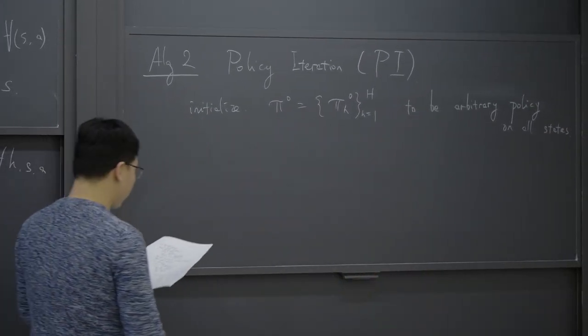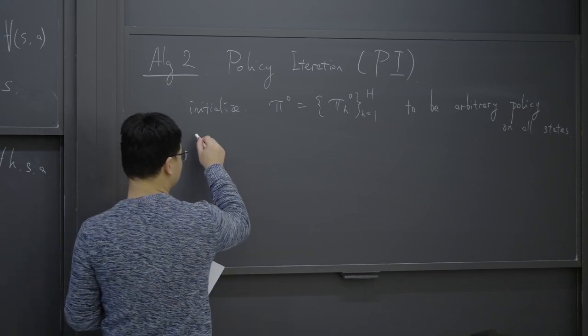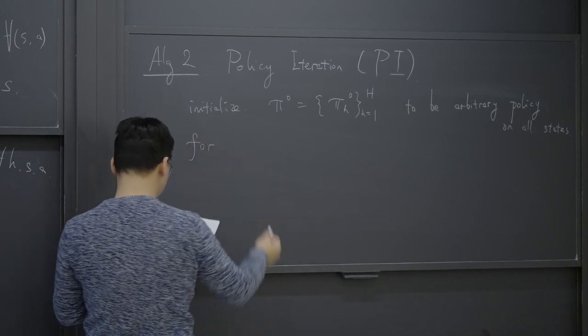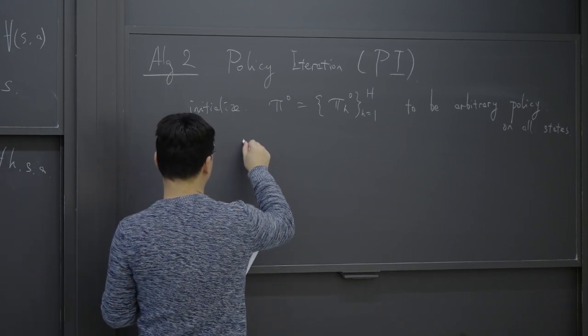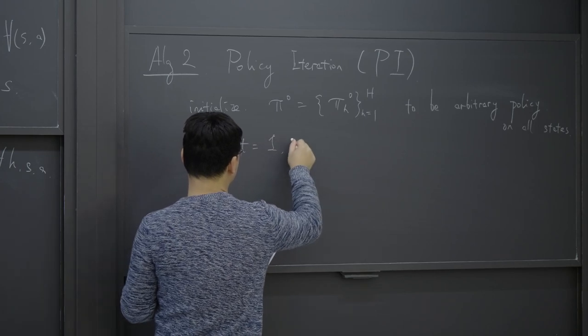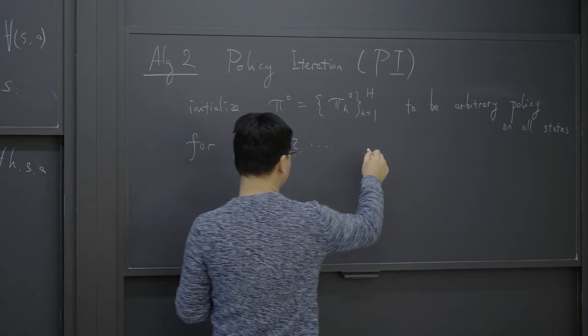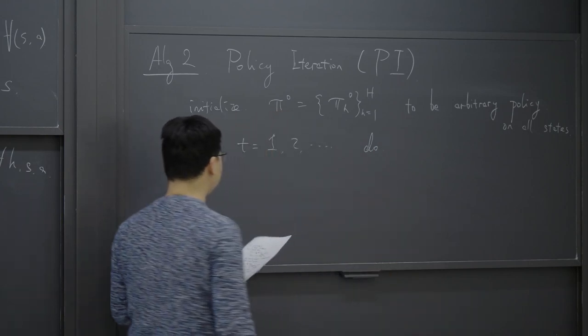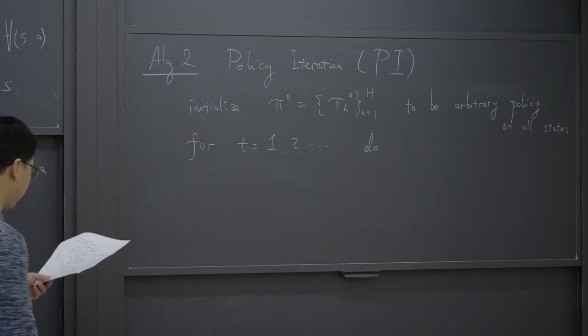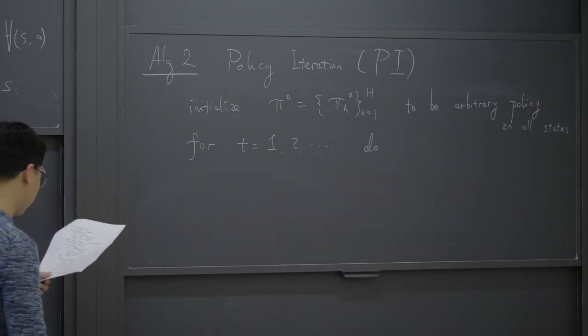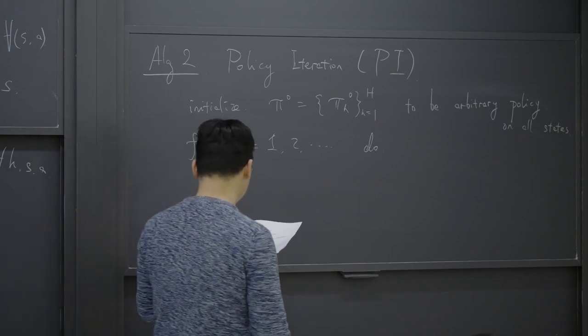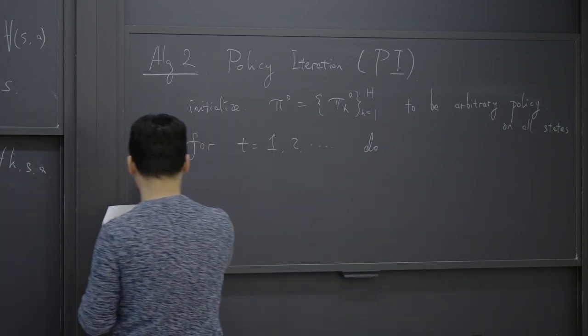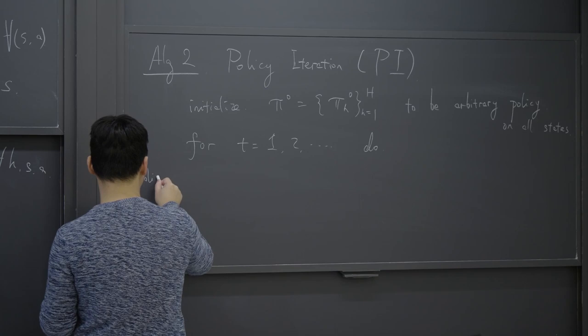Policy iteration is also an iterative algorithm, so it has a for loop. For t equal to 1, 2, and so on, do the following two steps. Policy iteration mainly consists of two parts. The first part is so-called policy evaluation, which directly leverages policy evaluation.